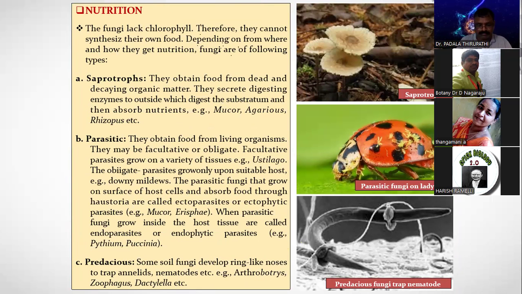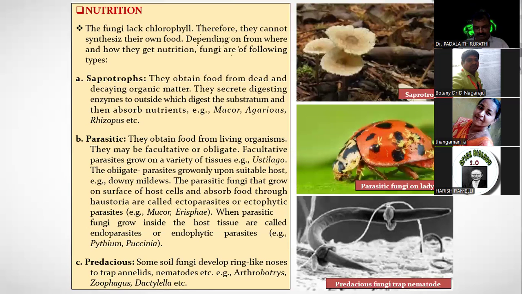You know, I already told you the nutrition types. These are all heterotrophic. They're divided into saprophyte, parasite, predaceous, symbiotic. Due to saprophytes, our earth becomes clean. All the dead organic matter is decomposed, making it clean, and mineralization of the soil takes place.